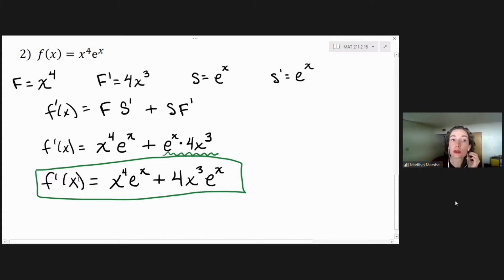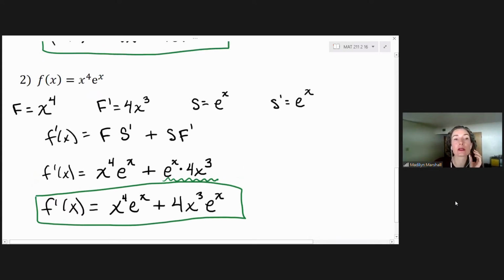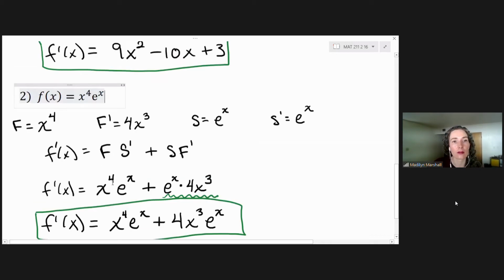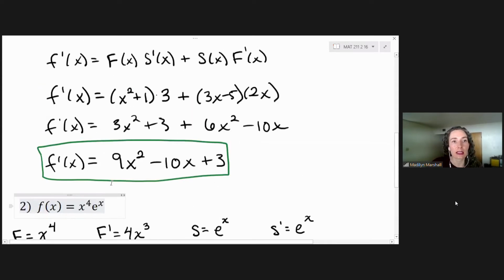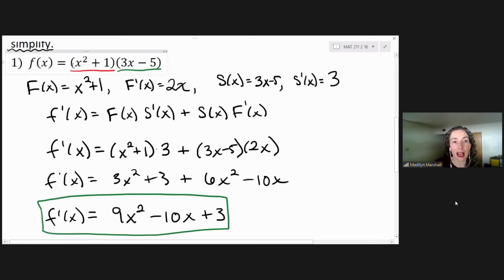So this is the product rule. It always is used when we have a function that is the product of two functions. So x to the 4th times e to the x are each their own function. Since they're being multiplied together, we have to use the product rule to take their derivative. On something like number 1, we could have FOILed this out and just used the power rule when it's in its polynomial form, but we can also use the product rule. Either way works.